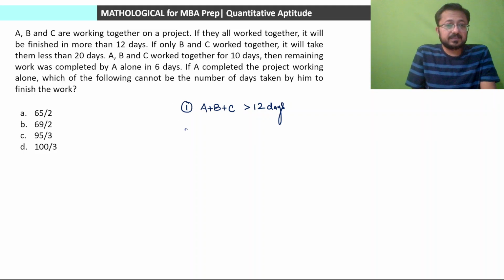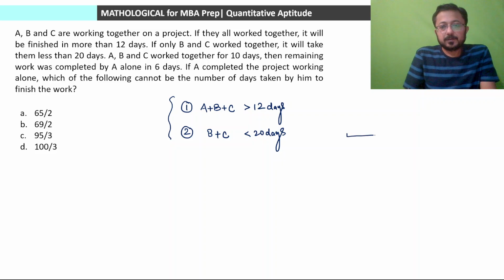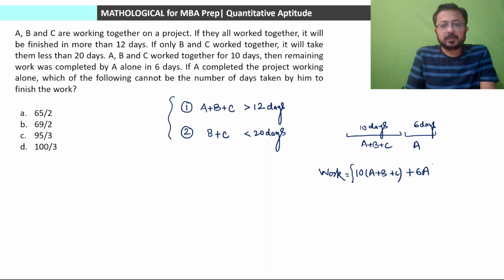Now, the second condition is that if only B and C are working together, B plus C will be taking less than 20 days. These two conditions are there. And additionally given is that A, B, and C are working together for 10 days. The remaining work was completed by A alone in 6 days. In the remaining 6 days, A is working only and the work is completed. So we can say that work will be equal to 10 days of work of A, B, and C plus 6 days of work of A. This is our total work.